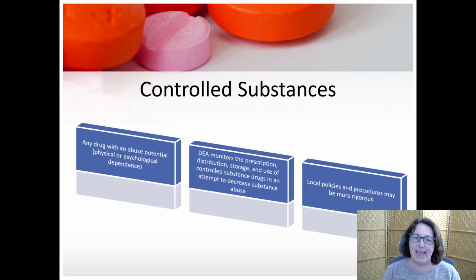FDA and the DEA. And the DEA is the Drug Enforcement Administration, and that's under the US DOJ or the Department of Justice. So, any drug with an abuse potential, either physical or psychological dependence, is considered a controlled substance. The DEA monitors the prescription, distribution, storage, and use of controlled substance drugs in an attempt to decrease substance abuse. Local policies and procedures may be more rigorous than federal ones.